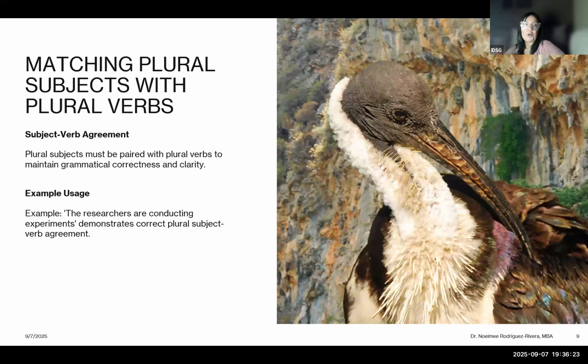Plural subjects pair with plural verbs, such as the researchers are conducting experiments. This agreement prevents confusion about the number of actors or elements.